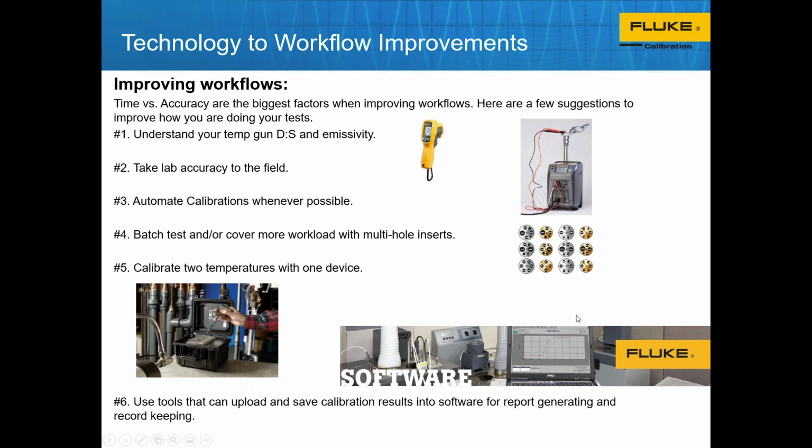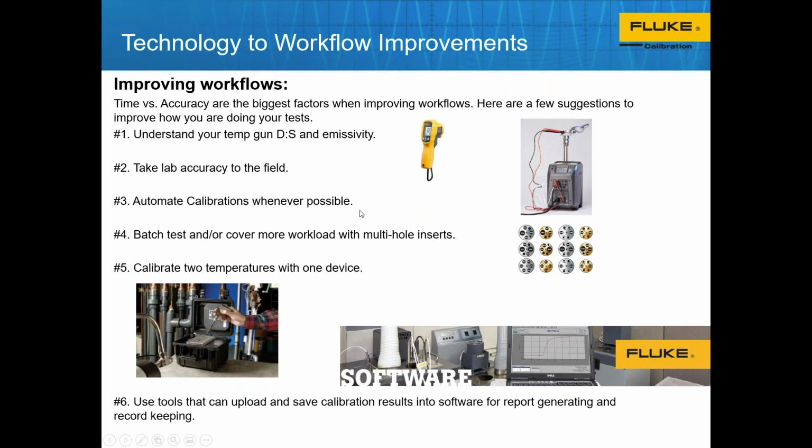So understand if you have temp guns, just understand your distance of spotting emissivity. We can have a different discussion about that for a different day. Take lab accuracy into the field. These devices are what we call metrology wells. Their accuracy rivals the entry-level stuff at our benches, and they are what we consider portable. They still plug into 120 and they can move them around, and they got a handle to carry them. So take this type of accuracy into the field whenever appropriate and possible.